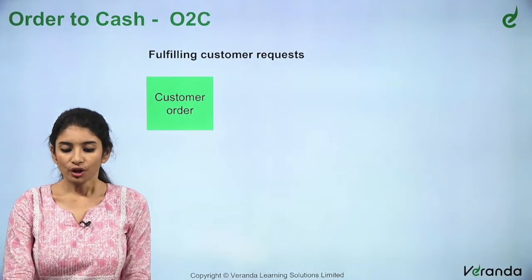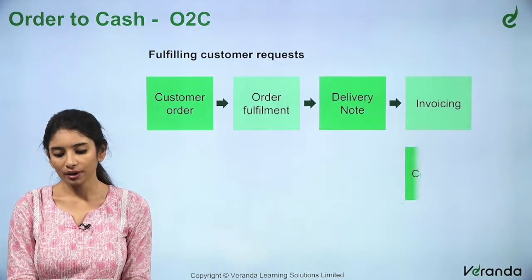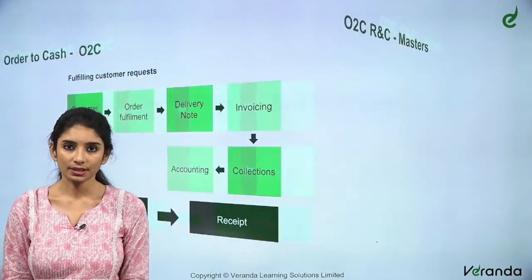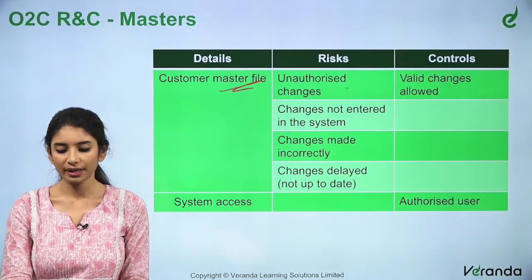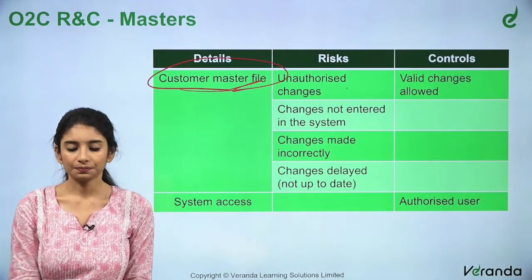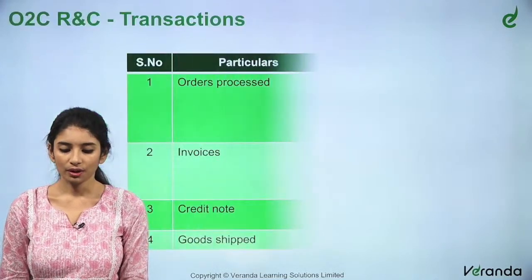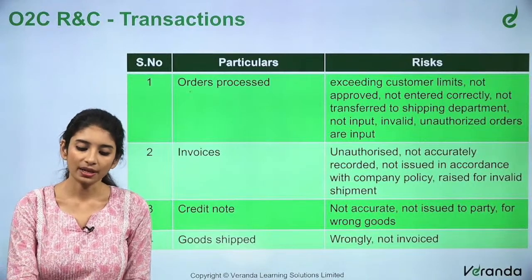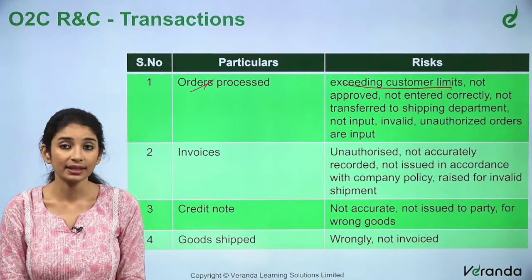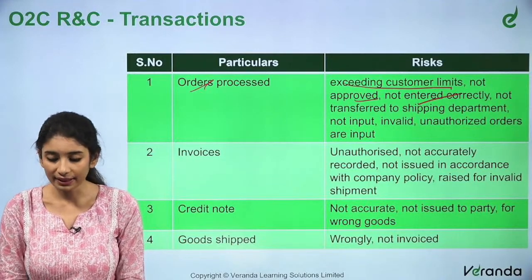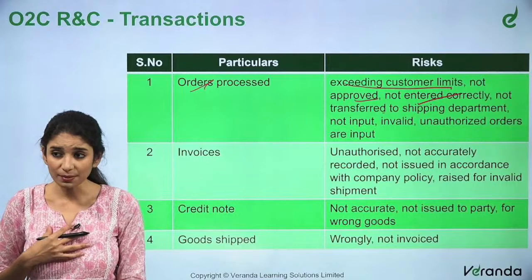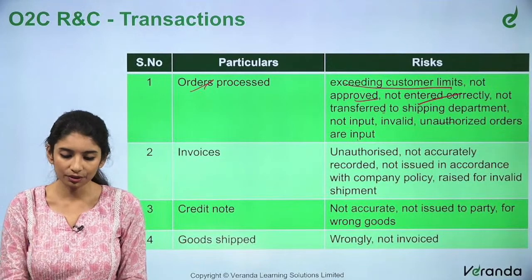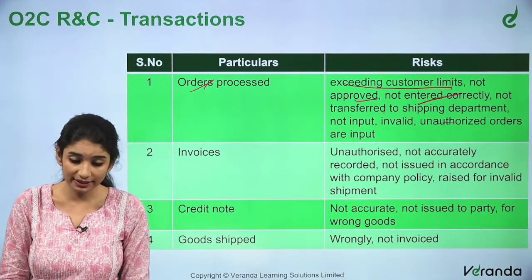Order to cash, fulfilling customer requests from the customer order till invoicing and collection, order to cash. Okay, this is the process. And under masters, like we discussed already, same things. Okay, glance through. Under transactions, imagine from the customer side, what are the transactions? Order received from customer, okay, that you have exceeded the customer limits, not approved, not entered correctly into the system. I received the customer's order, but I did not give it to the shipping department. Yeah, unauthorized orders are entered into the system. No one placed an order, but I still put a sales order in the system, right?